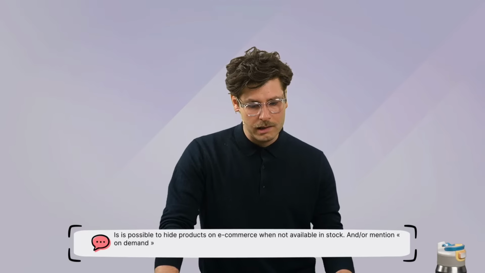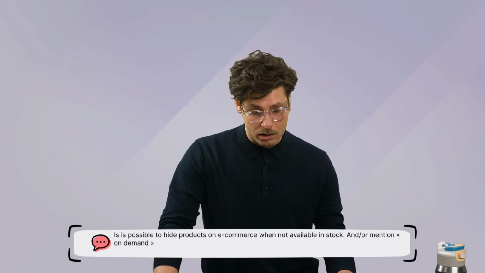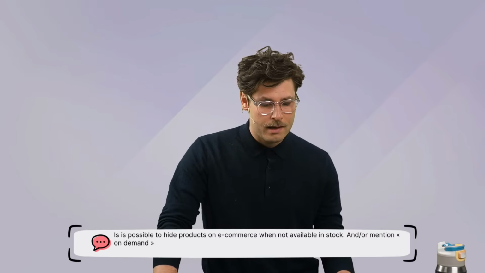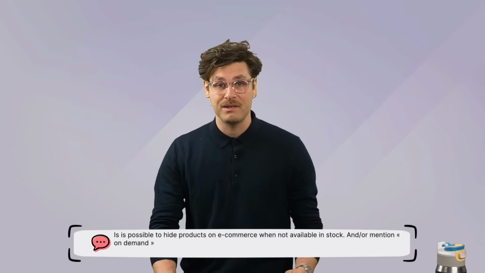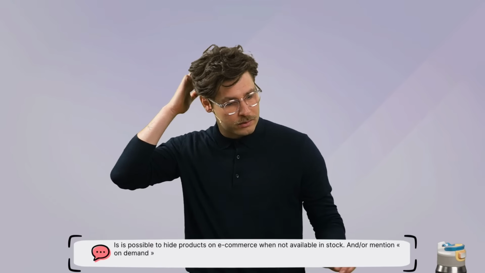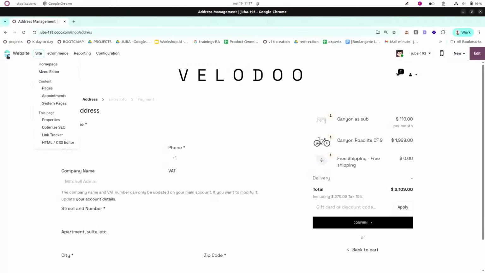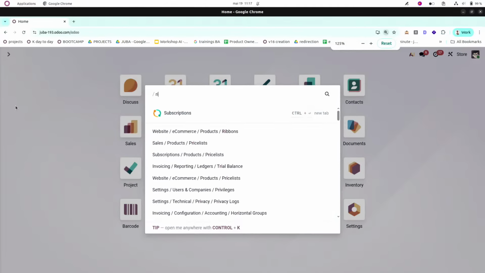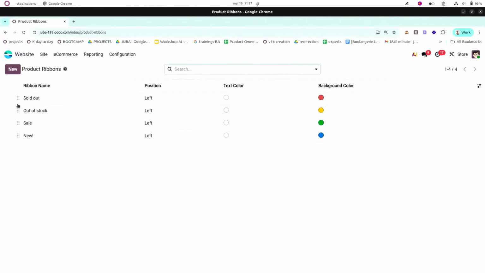Okay. So, question from Smithy100. Is it possible to hide products on e-commerce when not available in stock? And or mention on demand? Yes, there are ways to do it. First off, you have automatic ribbon that have been introduced several versions ago. So if I go back to my main here, I can look for ribbon.